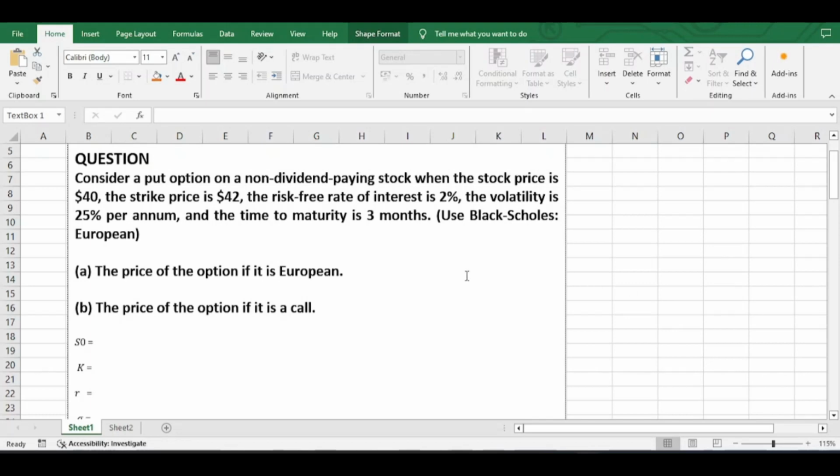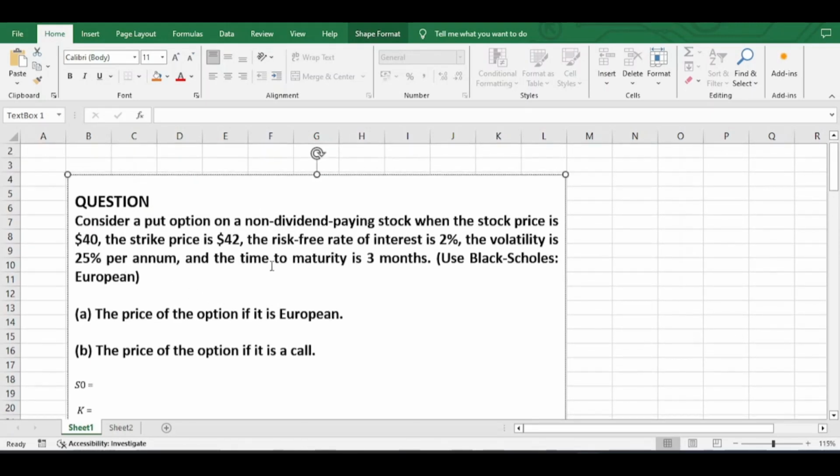This question is stated as follows. Consider a put option on a non-dividend paying stock when the stock price is $40, the strike price is $42, the risk-free rate of interest is 2%, the volatility is 25% per annum, and the time to maturity is 3 months. And we have to calculate the price of a European put option first and the price of a European call option.